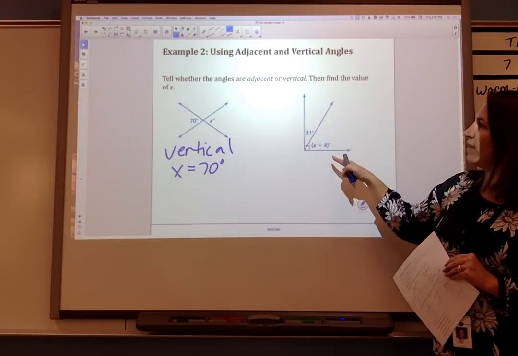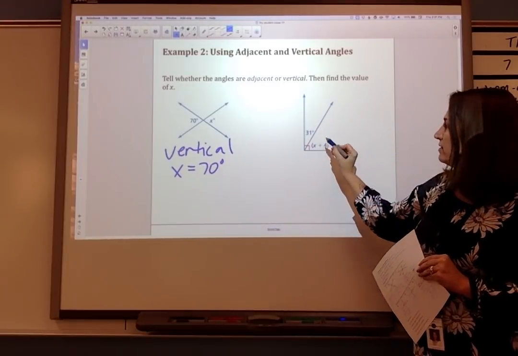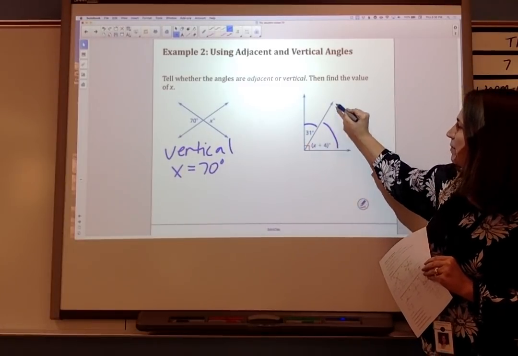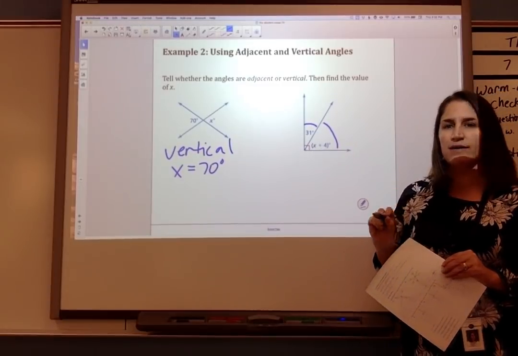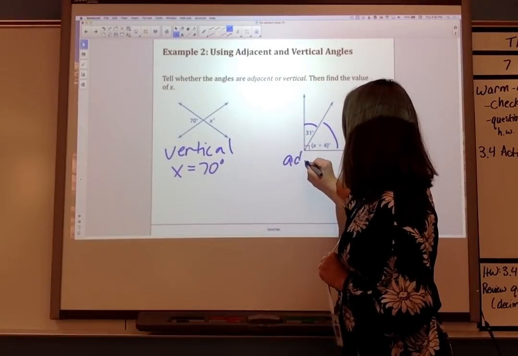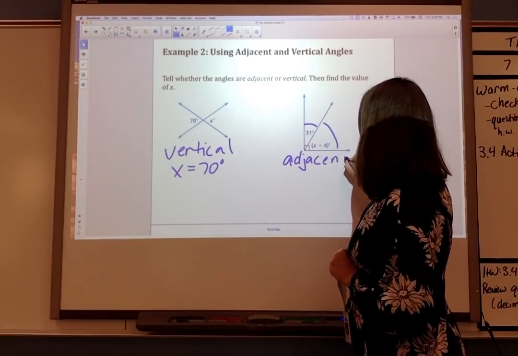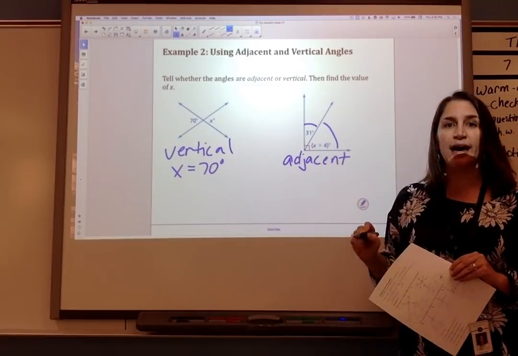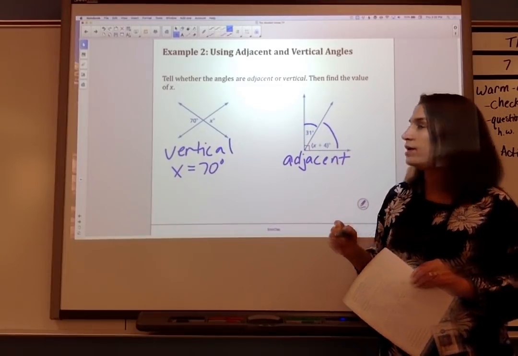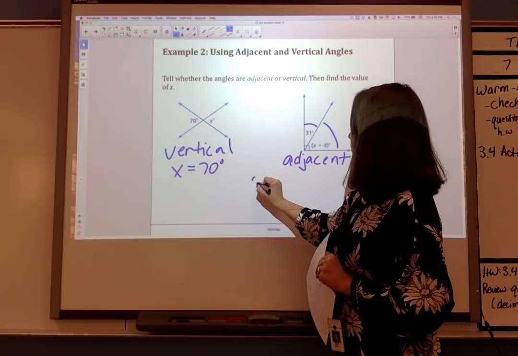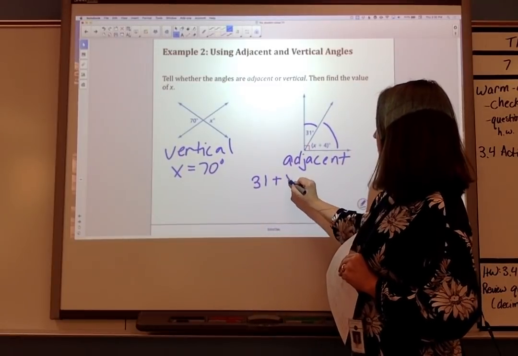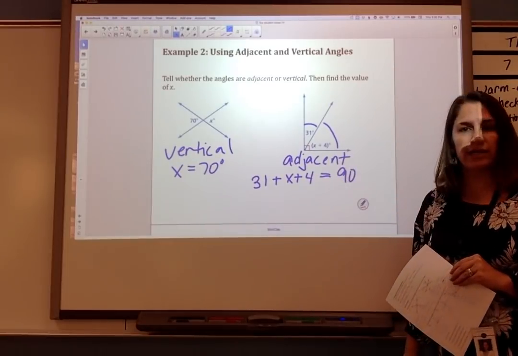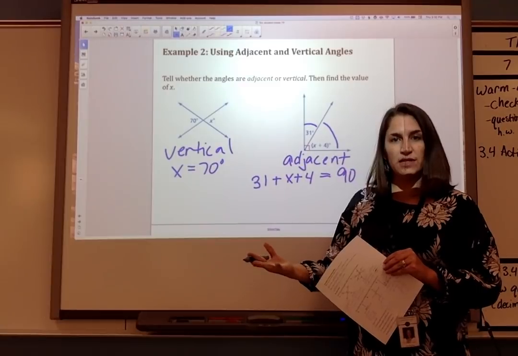Okay, these two angles in the picture are adjacent. We have them next to each other. They share a common side and they share a vertex. So these are two adjacent angles. And we can find the value of x because we can see that together they form a 90-degree angle. So we could write an equation, 31 plus x plus 4 equals 90 degrees. And then we can solve this equation to find x.